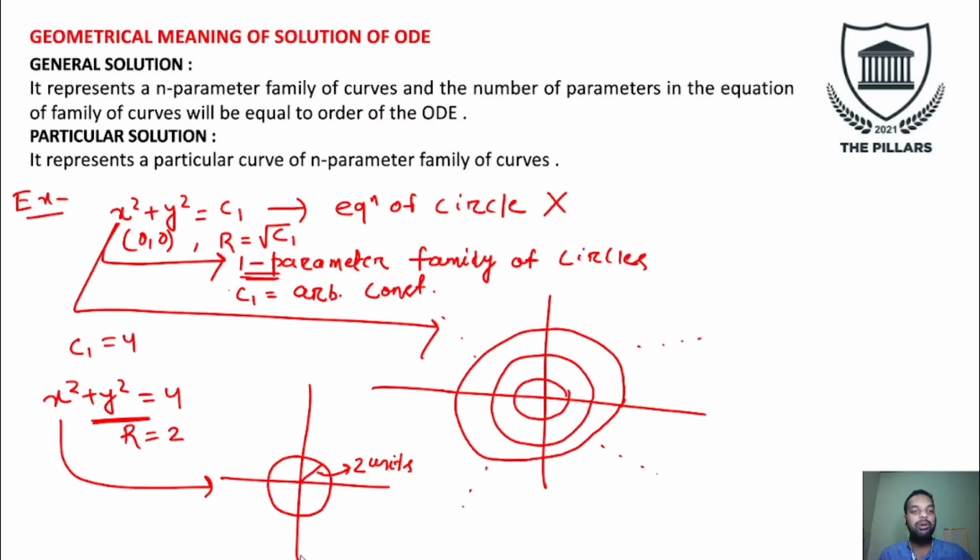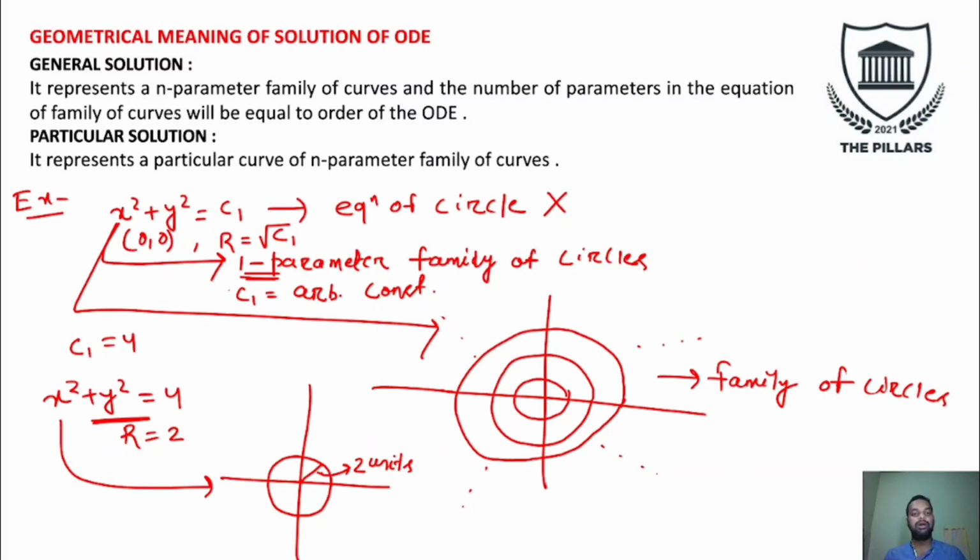But when we are talking about this equation, we don't know the value of c1. c1 can be anything. So depending upon that value of c1, we can draw many circles. That's why it is called the family of circles. In this way, we can have family of straight lines, we can have family of parabolas, we can have family of hyperbolas. Okay, that's why in general it is called family of curves.